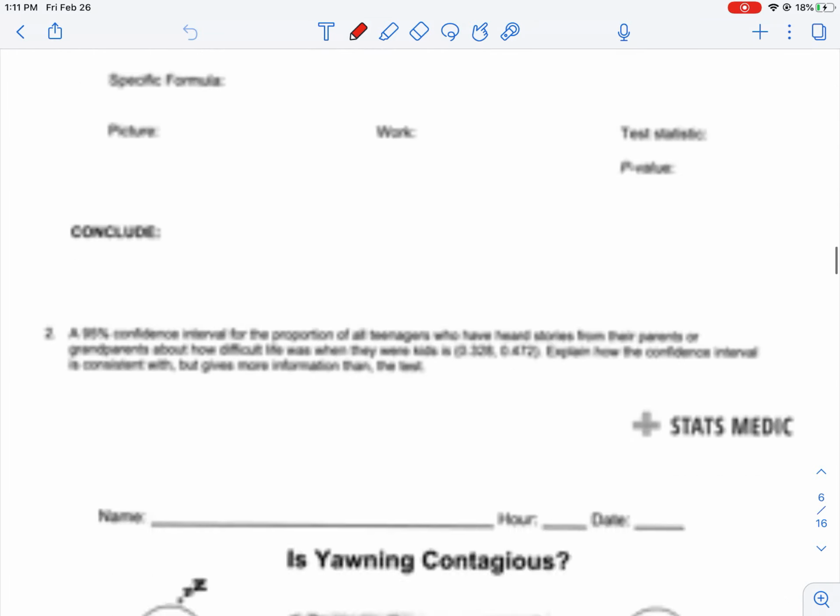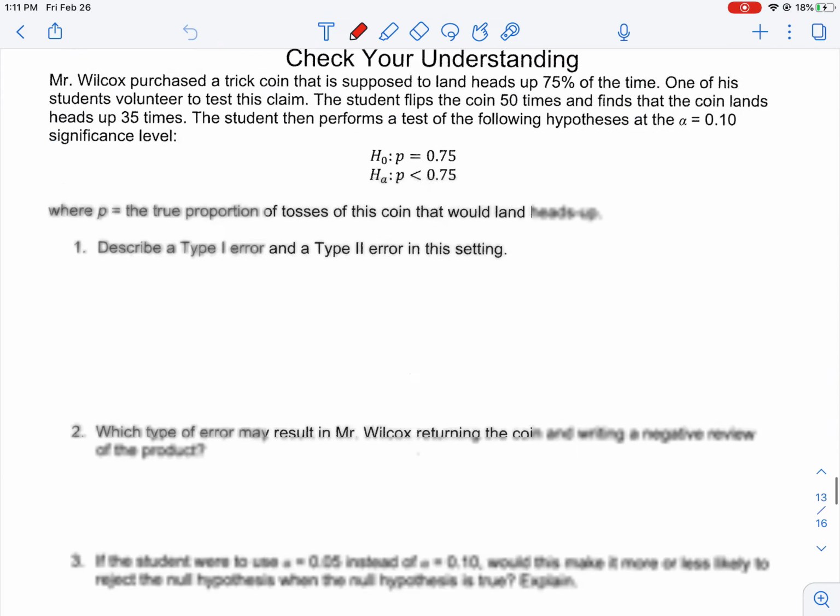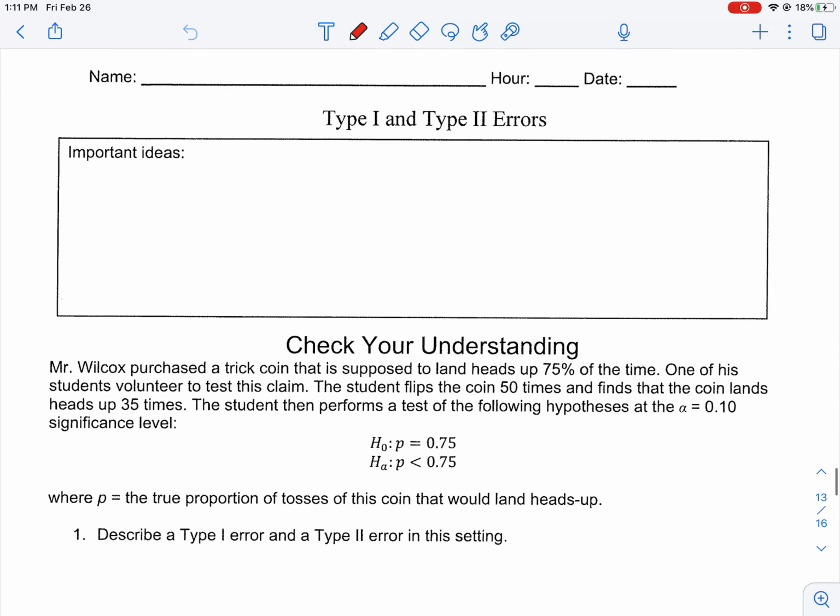Welcome back. Today we are going to talk about type 1 and type 2 errors. Important ideas here. I want to draw you a little picture here. And this picture is going to help us determine what kind of conclusion we are making at the end of a hypothesis test.